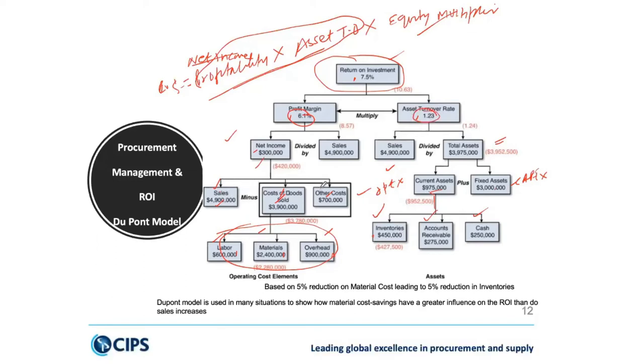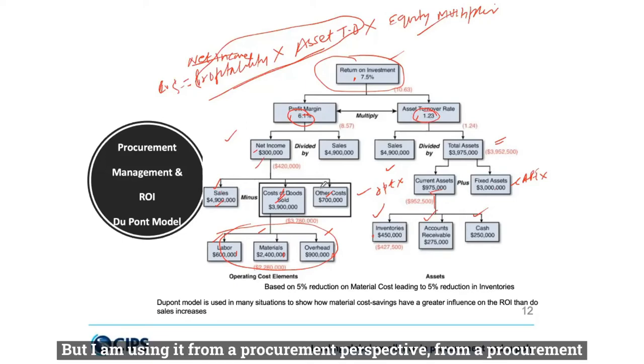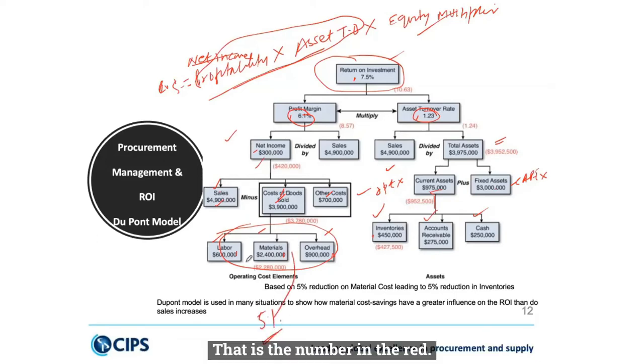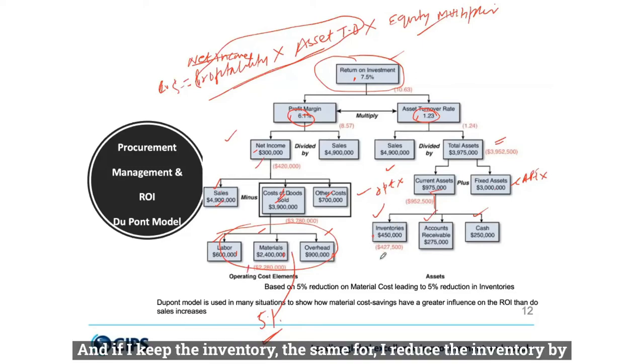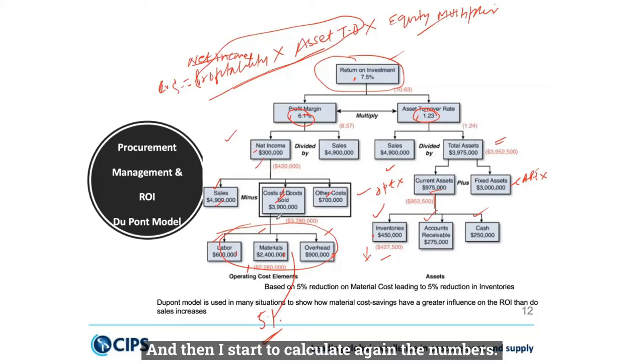Now, the model can be used in multiple ways, but I'm using it from a procurement perspective. From a procurement perspective, if I can reduce this material by 5%, that is the number in the red, and if I keep the inventory the same, or I reduce the inventory by 5%, let's say, correspondingly, and then I start to calculate the numbers again. So now the numbers in red are based on a 5% reduction in material costs.